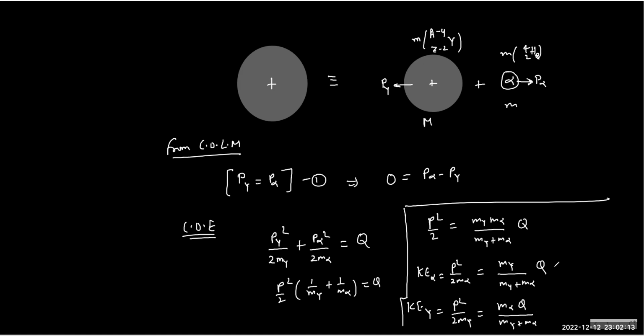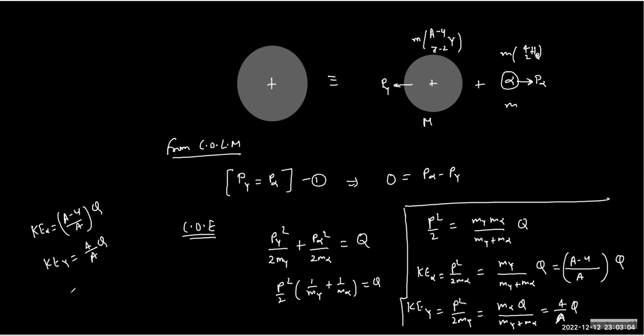And this is even easier to remember, because m y is a ratio, no? So can we write m y as simply A minus 4? Because the common term will cancel out from everywhere, right? And m y plus m alpha is how much? A. So this is the famous formula of alpha energy. Kinetic energy of the alpha particle is A minus 4 by A, whole into Q. And if you add these two, you get Q.